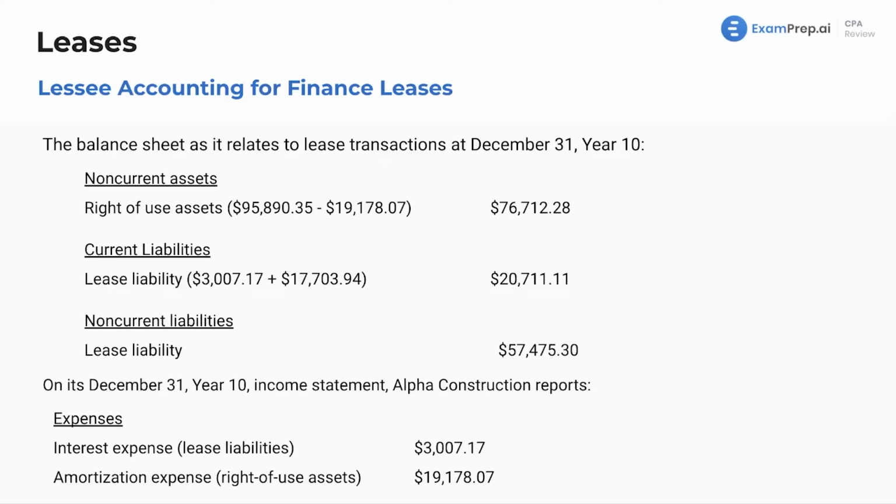Let's cover the income statement amounts, which will be interest expense. Well, what have we accounted for so far? It's just that $3,000. And amortization expense, right? Just like depreciation expense, expenses go on the income statement. Nothing too wild, nothing too crazy.